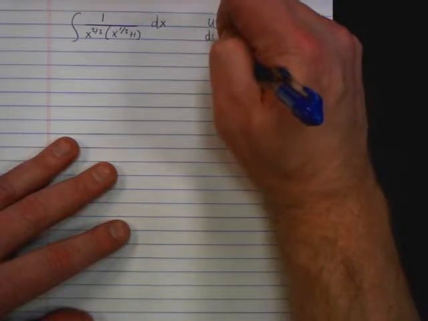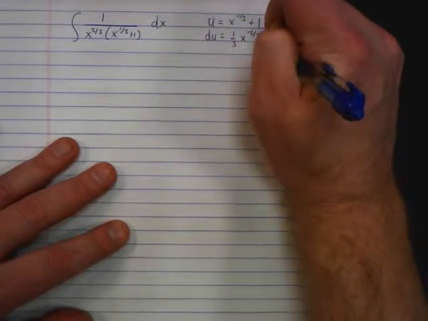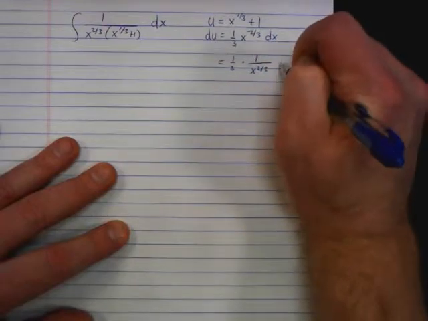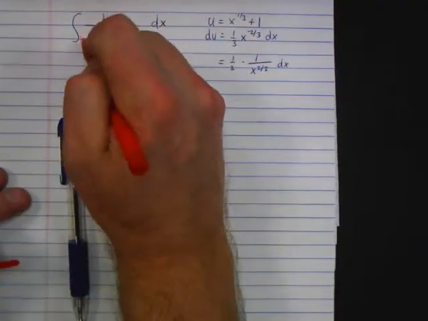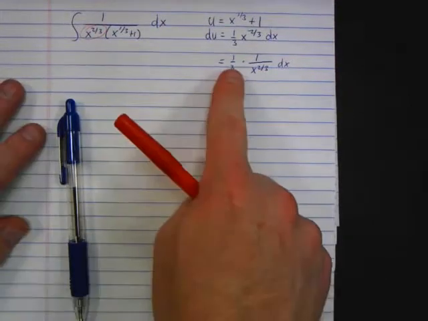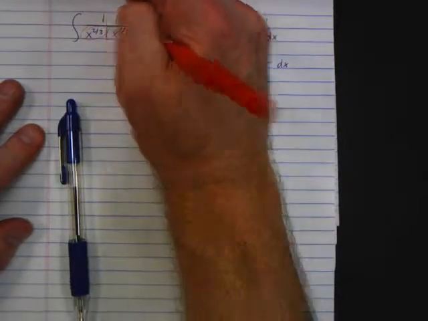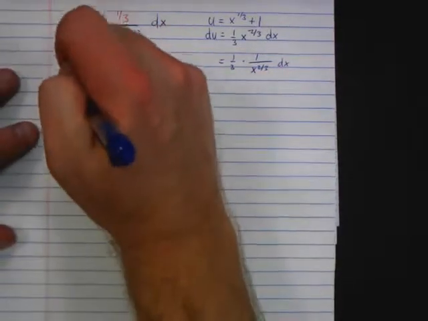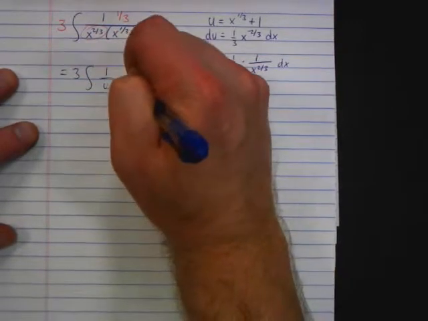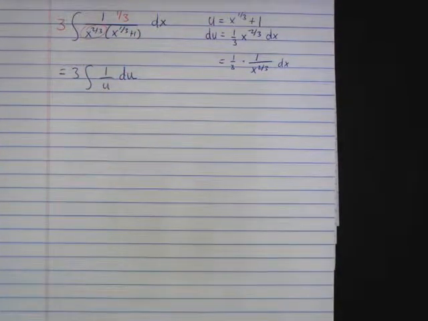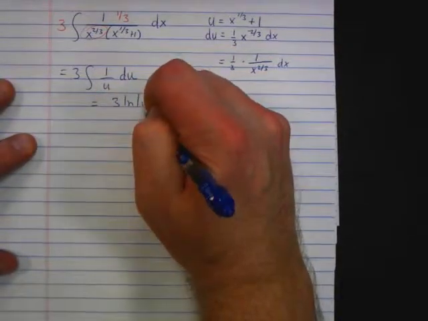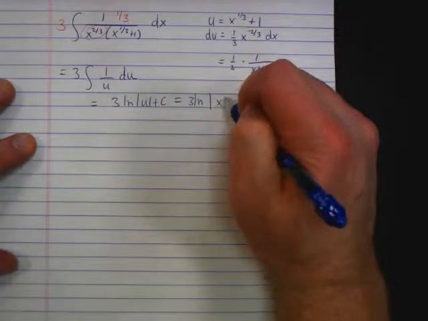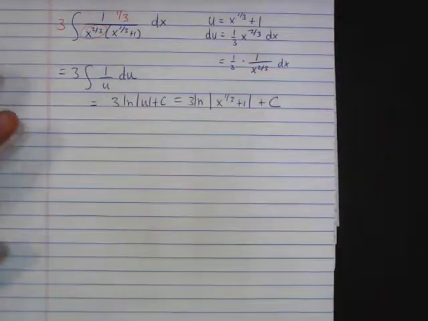So we take our derivative, du is 1/3 x to the negative 2/3 dx, which is 1/3 times 1 over x to the 2/3 dx. So we do get that x to the 2/3 down in the bottom. Now the penalty is I need a 1/3 in here, which tells me I've got to sneak a 3 out front. 3 integral 1 over u du. 3 natural log absolute value of u plus c. So the final answer is 3 natural log absolute value of x to the 1/3 plus 1, plus c.